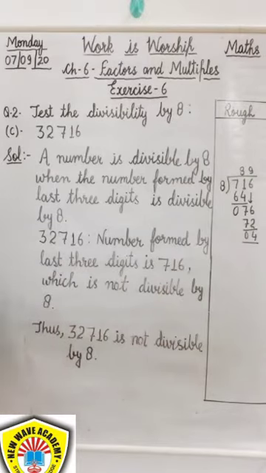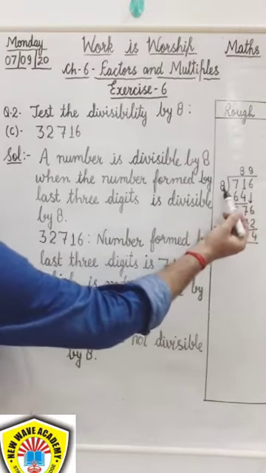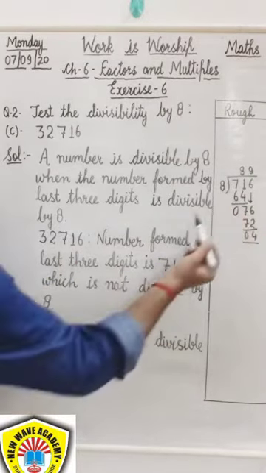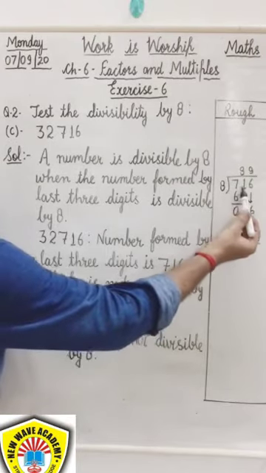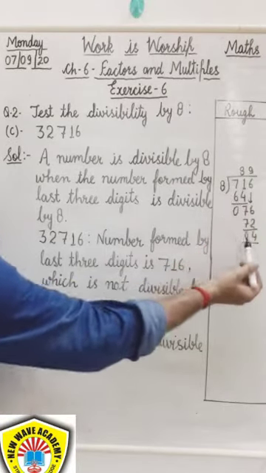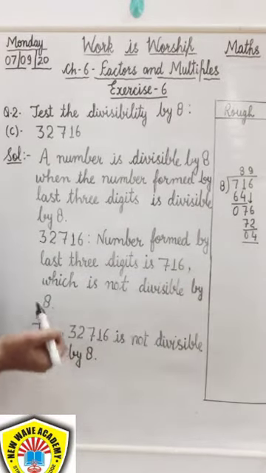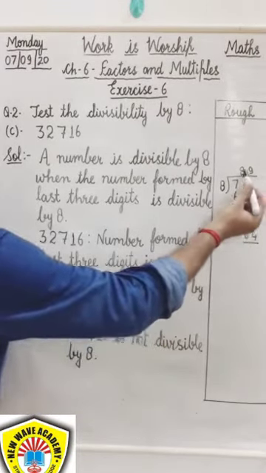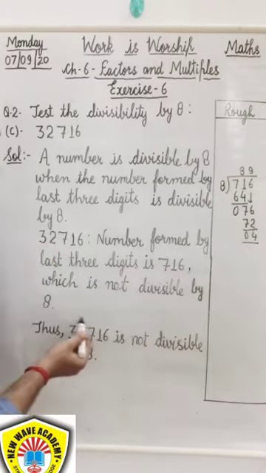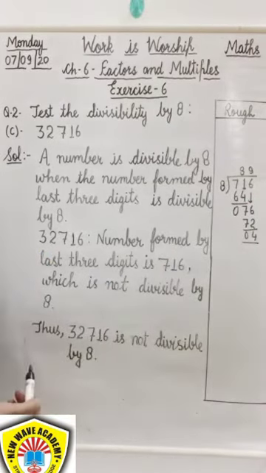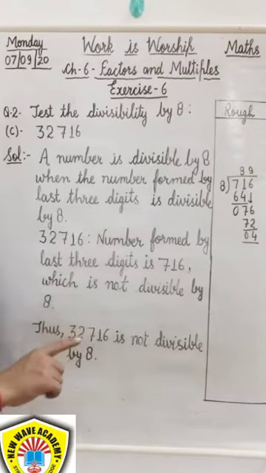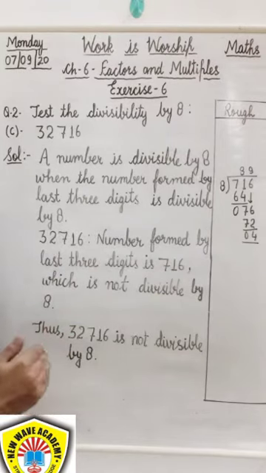So if we divide 716 by 8, we can see that 716 is not exactly divisible by 8, because here our remainder is 4. So if 716 is not divisible by 8, then the whole number is also not divisible by 8. अगर जो लास्ट 3 डिजिट्स से नंबर जो हमारा फॉर्म हो रहा है अगर वो 8 से डिविजिबल नहीं है तो हमारा पूरा नंबर भी डिविजिबल नहीं होगा.